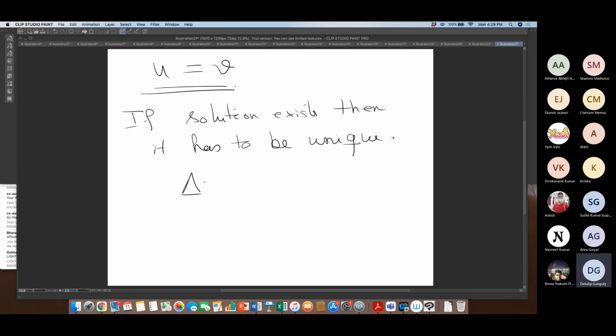For the equation Laplacian u = f and u = g. Of course, now we will see when it has a solution: given f and given g, will it always have a solution or not? That is a different story. But if it has a solution, it has to be unique. That is why I use the term at most.